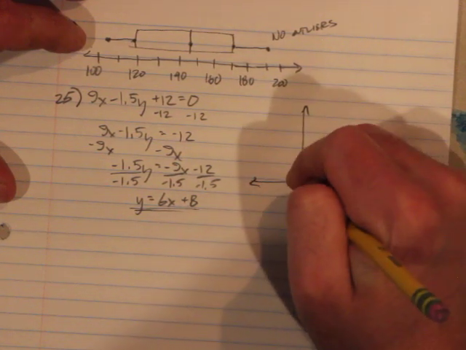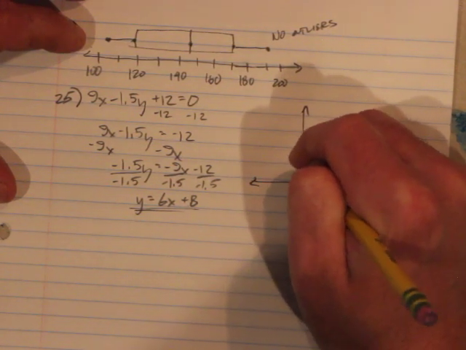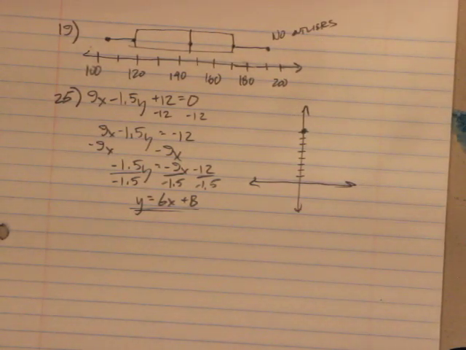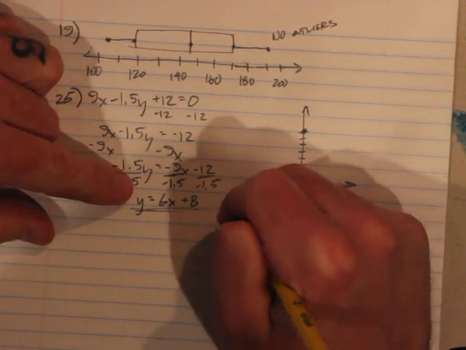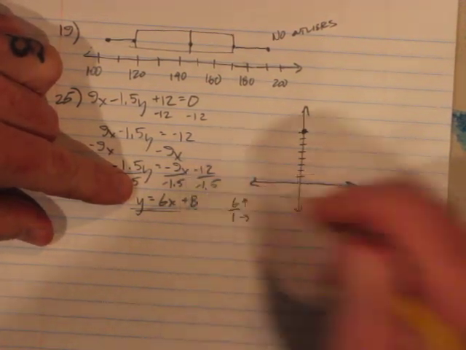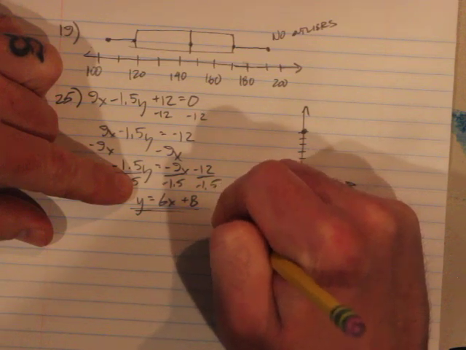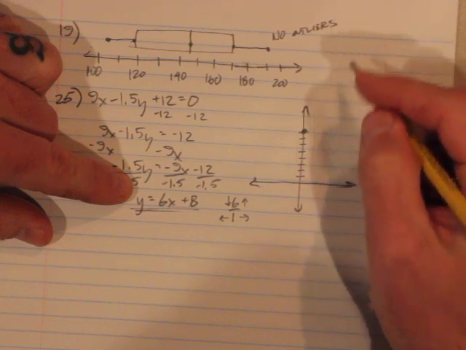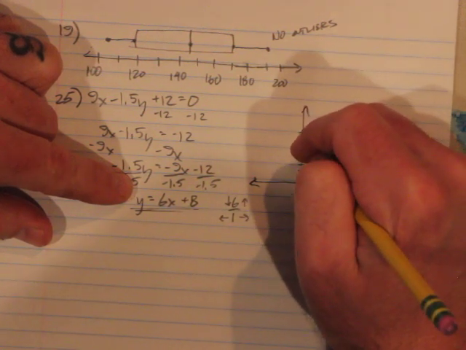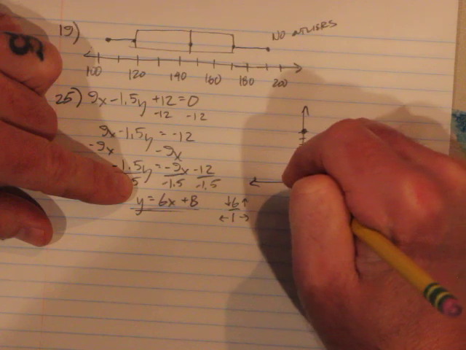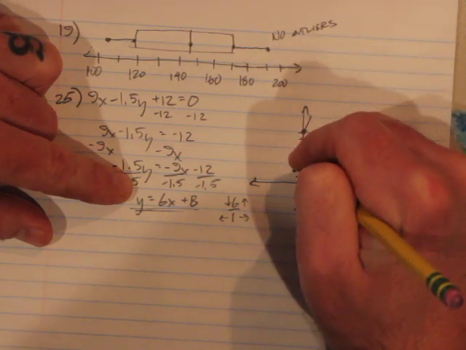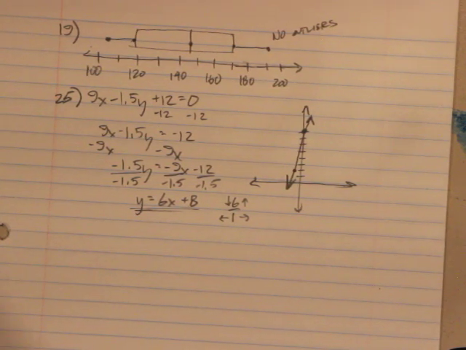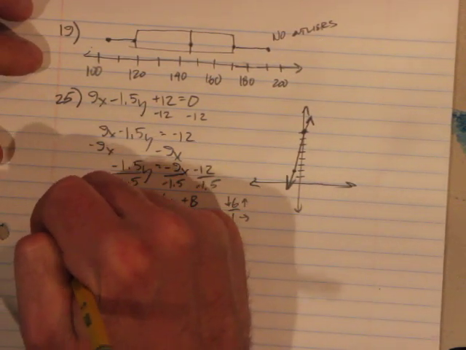I go up to 8. 1, 2, 3, 4, 5, 6, 7, 8. Put my dot right there. When x is 0, y is 8. And then my slope is 6 over 1, up 6 to the right 1, or down 6 to the left 1. Since I don't want to graph way up here, I'm just going to go down 6 to the left 1. 1, 2, 3, 4, 5, 6 to the left 1. And I'm going to draw my line and put arrows on both sides. Number 25.